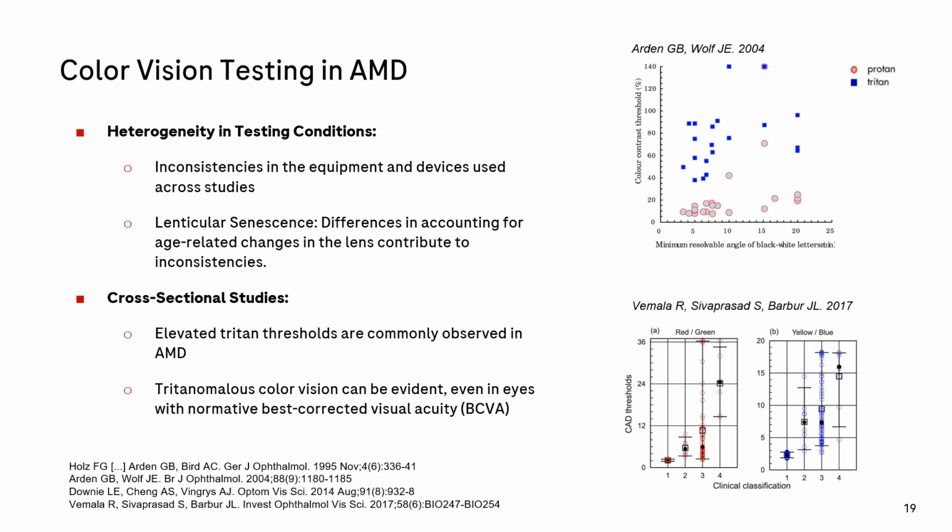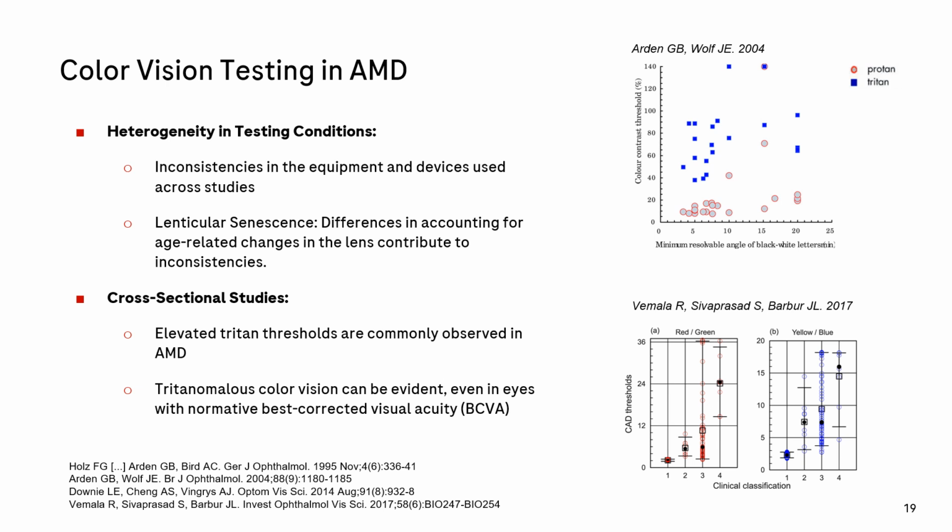Comparing those cross-sectional studies, the most common feature is actually elevated tritan thresholds in all kinds of stages in AMD. There's a hallmark study from Jeffrey Arden from 2004, and what you can see in the upper right corner is a panel plotting acuity on the x-axis and color vision thresholds on the y-axis. If you just look to the left part in the plot, where you still have normative acuity, you can see that the protan thresholds are typically normative. However, tritan thresholds can already be severely impaired even in the presence of normative BCVA.